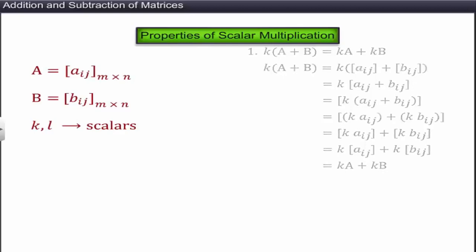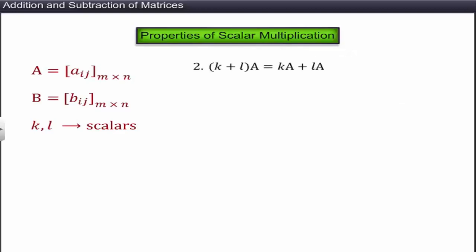Now, let's look at the second property. (K plus L) multiplied by A is equal to KA plus LA. This can be proved as shown.